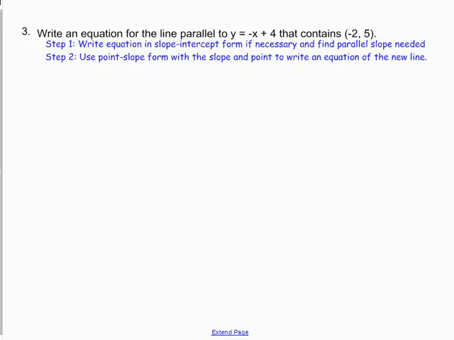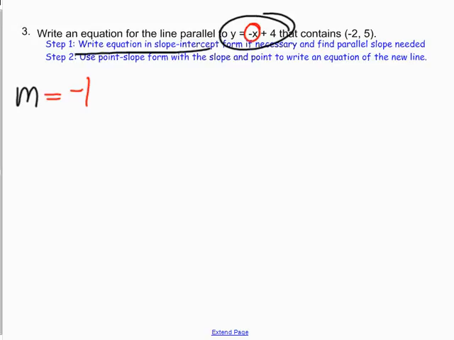Okay, so now we are being asked to write an equation for the line parallel to y equals -1x plus 4 that contains point -2, 5. Okay, so the first step it says here is to write the equation in slope-intercept form. Well, that's already been done for us, so we don't have to do that. But we do need to figure out what the slope is that we need. So the slope that we need is going to be that -1. So the slope is going to be a -1.